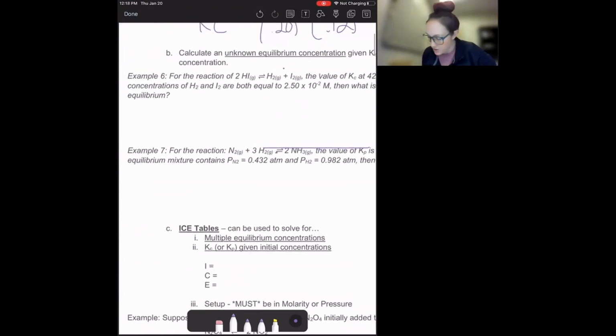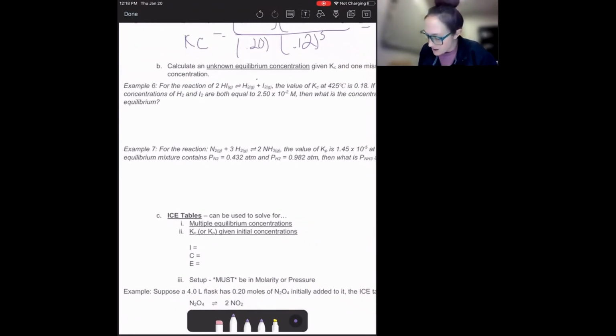So this is what I'm going to do. I'm going to set up my K equation. Anytime you've got an equilibrium problem, you should probably just go ahead and set up your K equation anyway, because you're probably going to need it at some point. All right, so here I've got my Kc equals products, so H2 and I2, over my reactant, so HI, and that one would be squared because it's got a coefficient of 2.